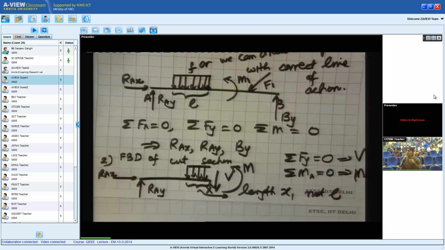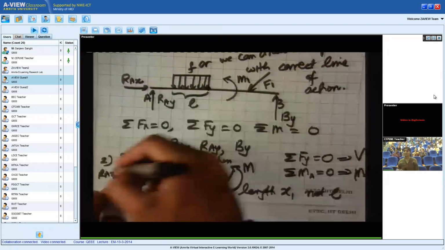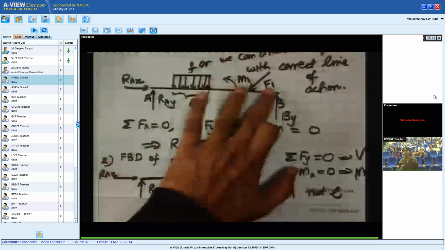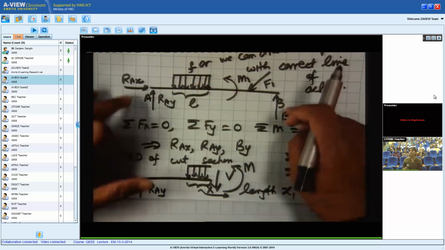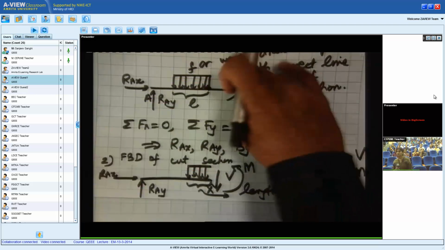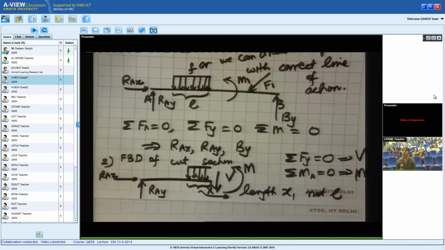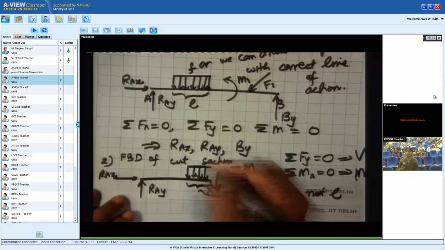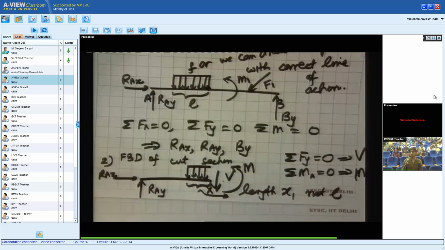They will change. That's right. That's the correct answer. Because if M1 and F1 change, then RAX and RAY will change. So the effect of M1 and F1 in the entire beam is coming through the support reactions. So if M1 and F1 change, RAX and RAY will change, and that is how we will get the effect of that in V and M at a section, even if it does not include M1 and F1.